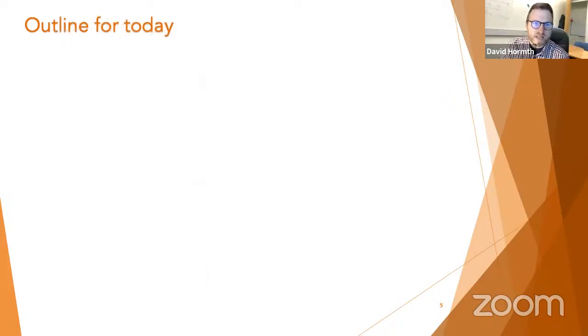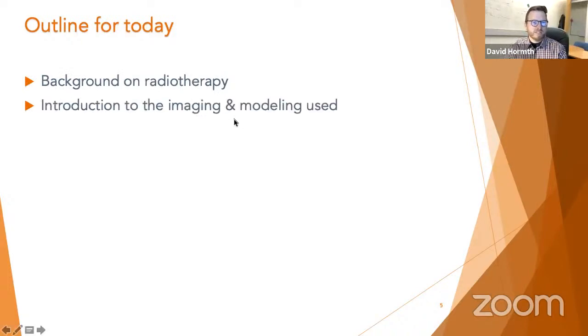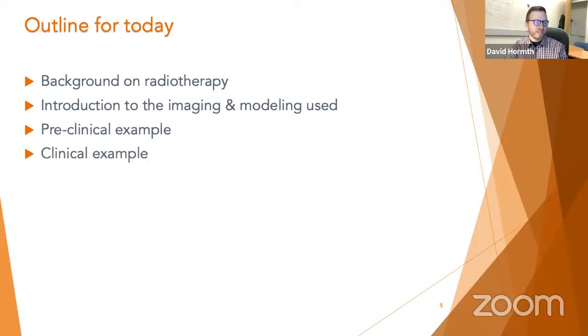So here's the outline for my talk today. I'm first going to provide just a little background on radiotherapy, an introduction to the imaging and the modeling that we're using. And then I'm going to have a preclinical example and a clinical example.